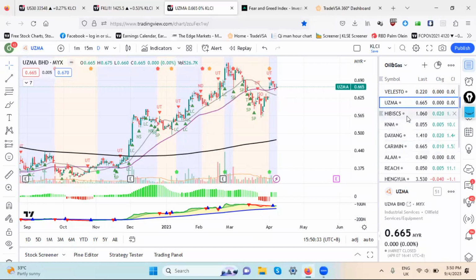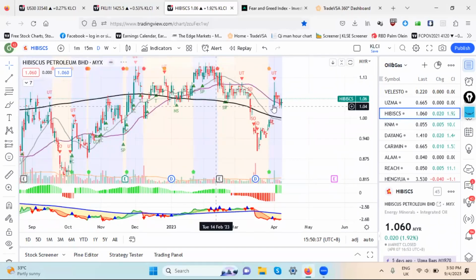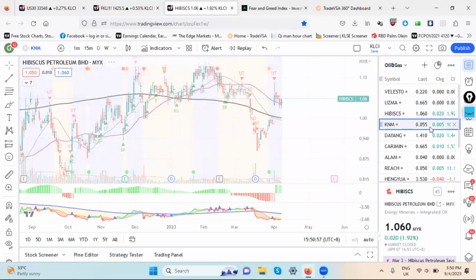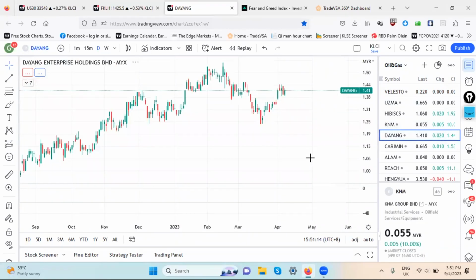Okay, like Hibiscus, okay, Hibiscus is also looking the same. Due to the oil price going up, it also got up and had a pullback. Okay, this pullback is because the VF is still quite weak here. So this one also is not really a nice one. Okay, so KMM, this looks like a penny stock. It's still sleeping now. So this one is very hard to trade because its one move is already 10%. Okay, so this one is still not looking like anything yet for KMM.